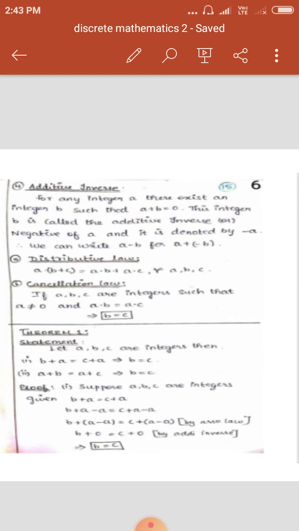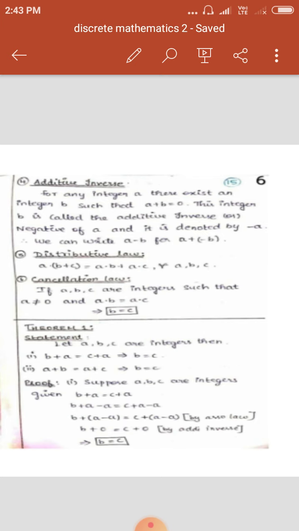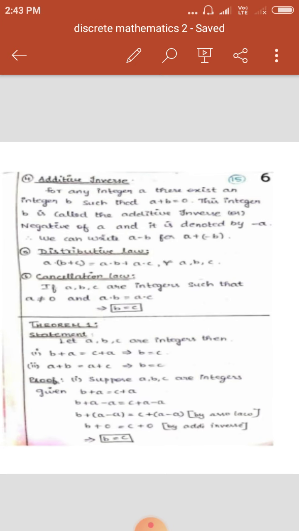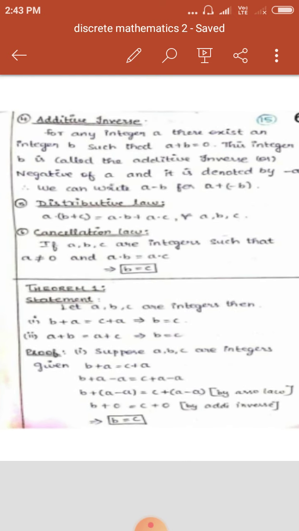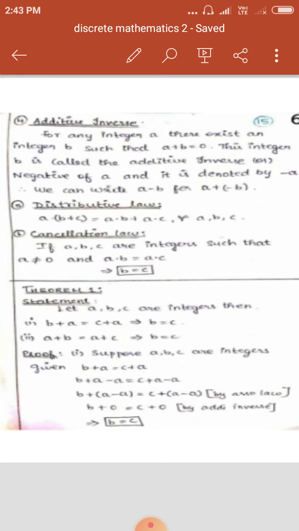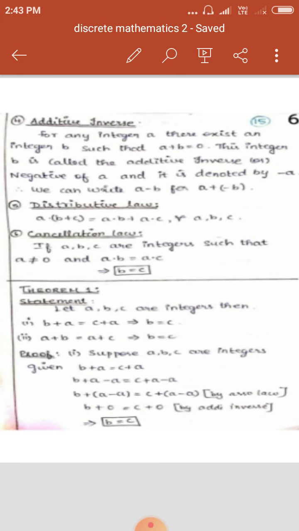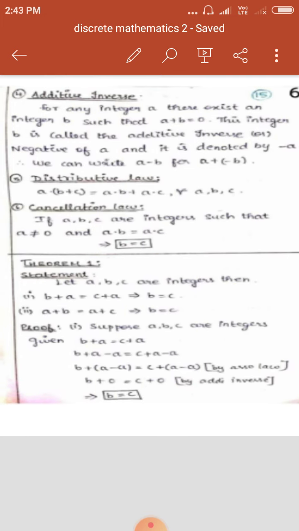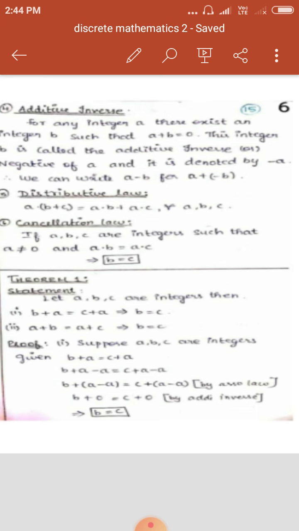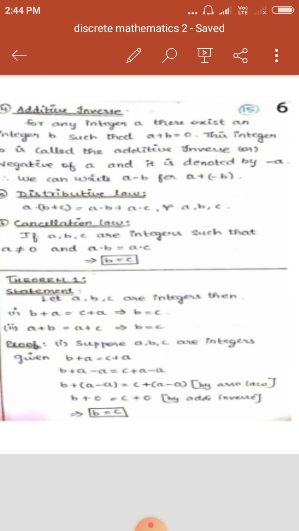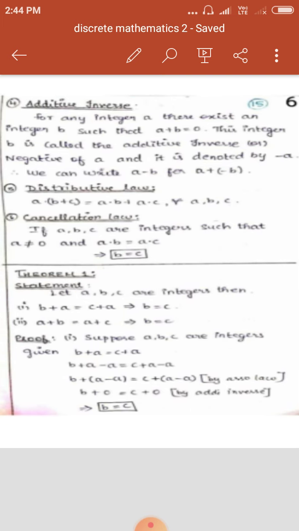Distributive law. That is, we have distributive law under multiplication and addition. So, A dot of B plus C is equal to A dot B plus A dot C. Next one, cancellation law. If A, B, C are integers such that A is not equal to 0, A dot B is equal to A dot C, this implies B is equal to C. For A dot B is equal to A dot C, we cancel the A. There it is, A is in the right hand side, so this is called right cancellation law. Suppose A is in the left hand side, we cancel A, that is called the left cancellation law. So cancellation law is nothing but A dot B is equal to A dot C means B is equal to C.